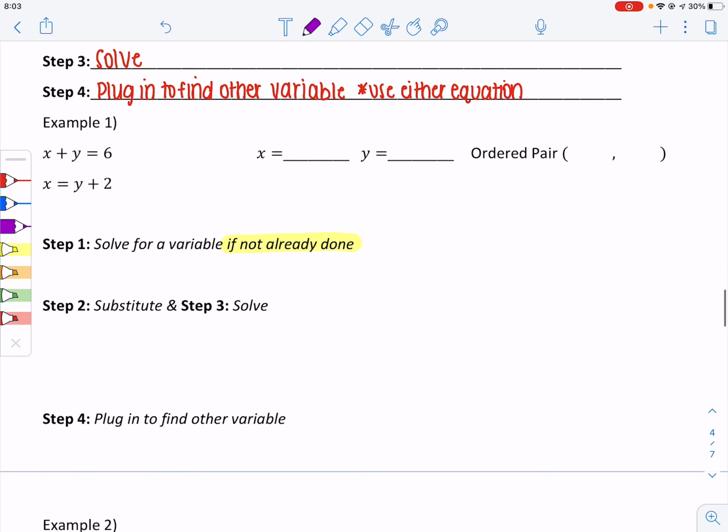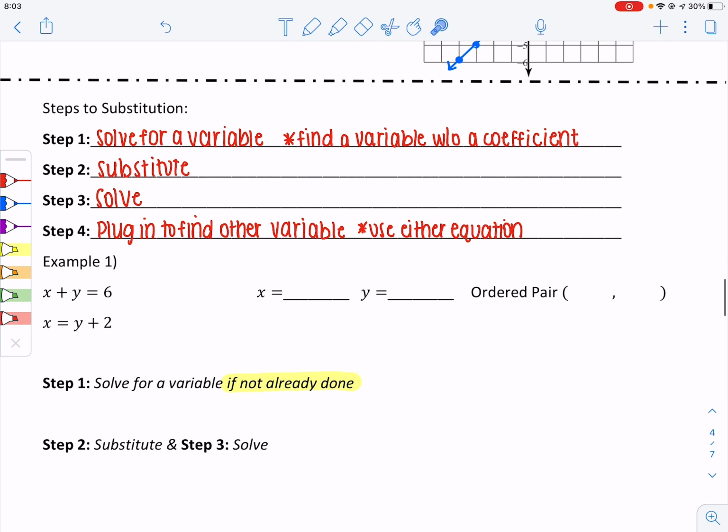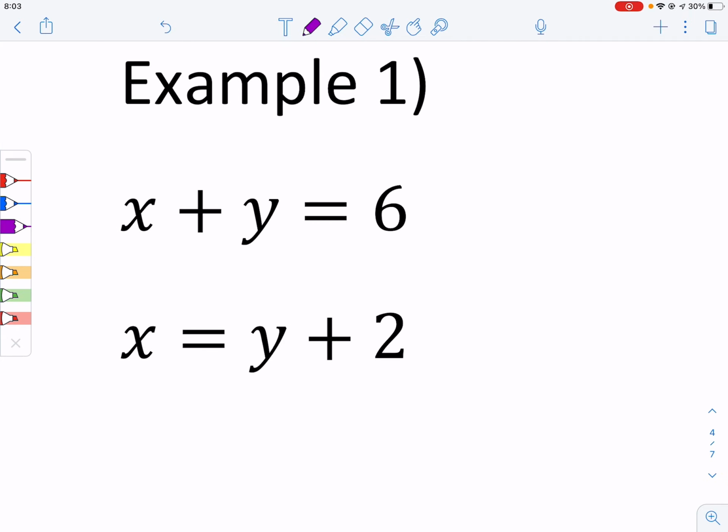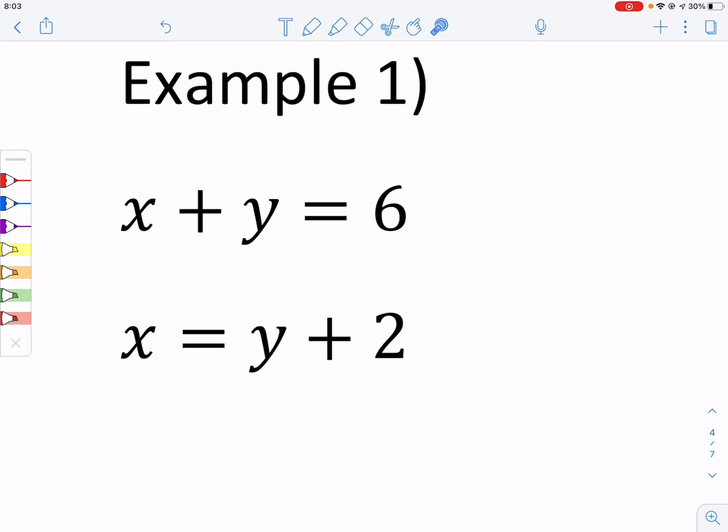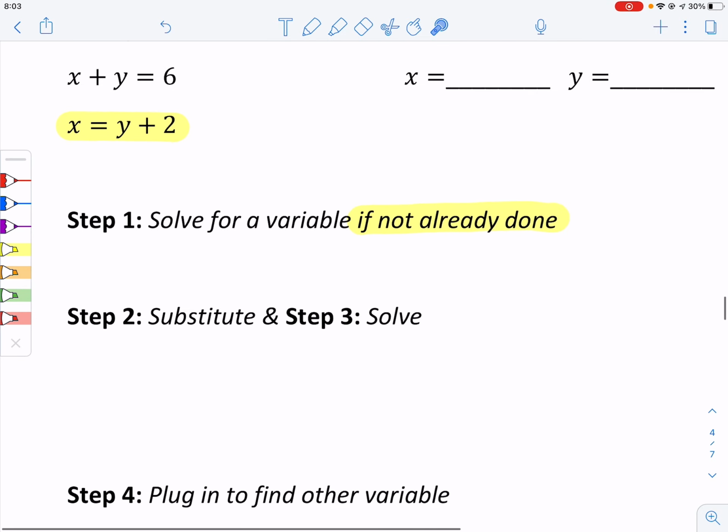Okay, so again, your first step, as we wrote right here, solve for a variable. Well, if you look at these equations, this first equation right here is not solved for a variable, meaning you don't have an x by itself and you also don't have a y by itself. But this second equation is solved for a variable. It's solved for x. Okay, so we're going to use that second equation. That's already done for us.